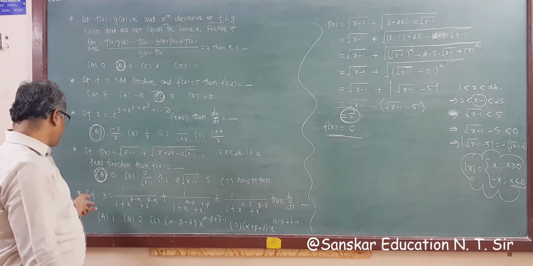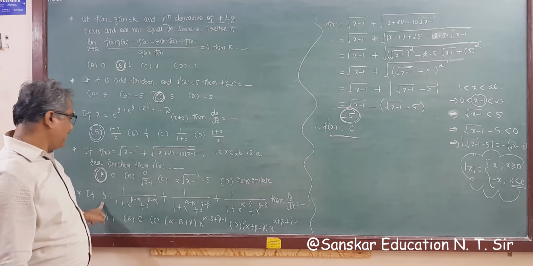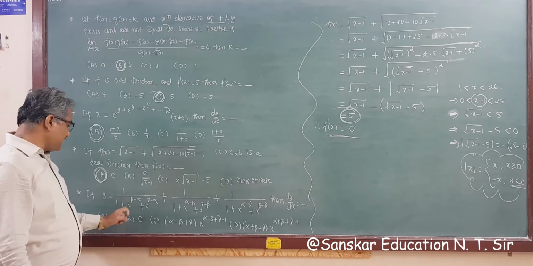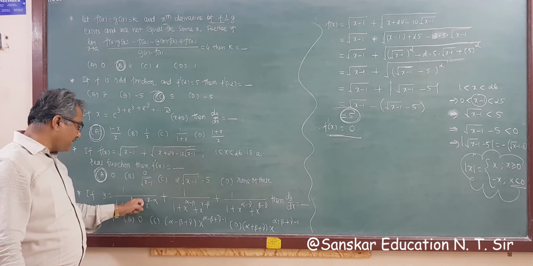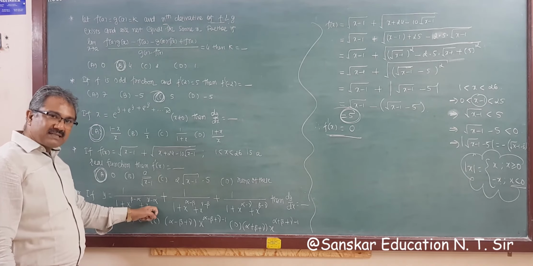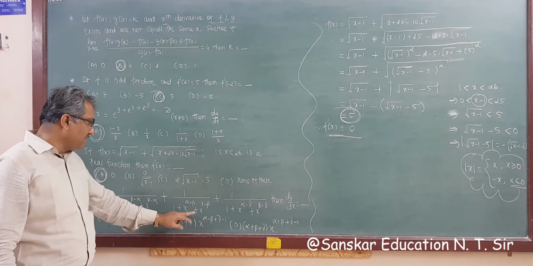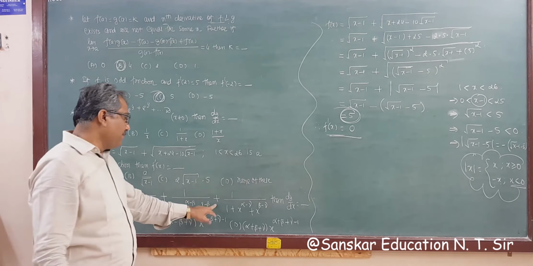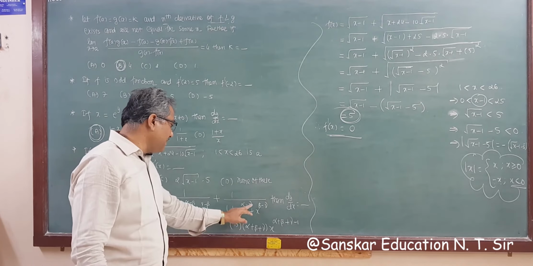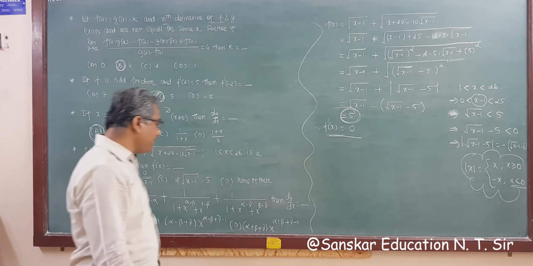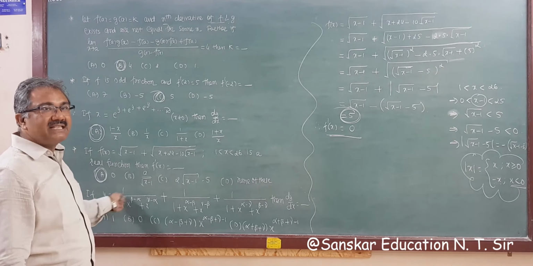And the last question of this set is y is equal to 1 upon 1 plus x raised to beta minus alpha plus x raised to gamma minus alpha, plus 1 upon 1 plus x raised to alpha minus beta plus x raised to gamma minus beta, plus 1 upon 1 plus x raised to alpha minus gamma plus x raised to beta minus gamma. Then we have to find dy by dx. That means we have to differentiate this function.